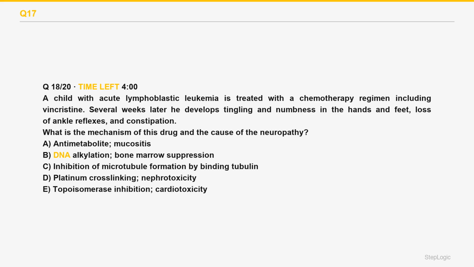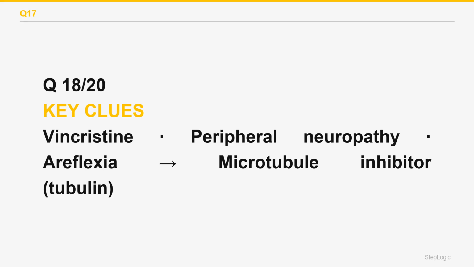Read the command: mechanism and cause of neuropathy. Vincristine, microtubule inhibition, binds tubulin, blocks spindle, axonal microtubule disruption causes peripheral neuropathy. Vincristine is a vinca alkaloid that works by binding tubulin and inhibiting microtubule polymerization.